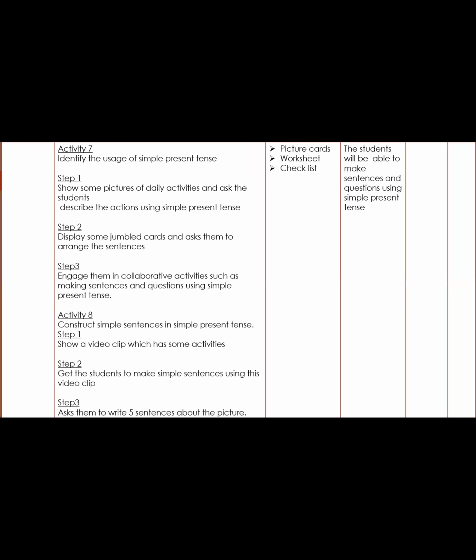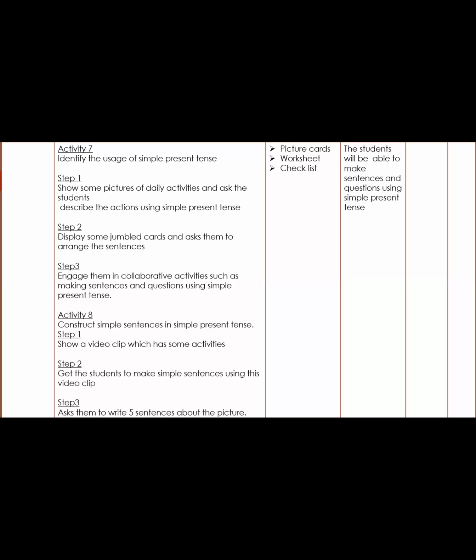Activity 6: identify the structure of negative question. Display some word cards on the board and ask the students to arrange them to make negative question sentences. Students make negative question sentences in simple present tense. Then show a video clip which has a structure of negative form and ask students to make negative questions in simple present tense. At the end of the lesson, students will be able to identify the structure of simple present tense negative questions. Activity 7: identify the usage of simple present tense.